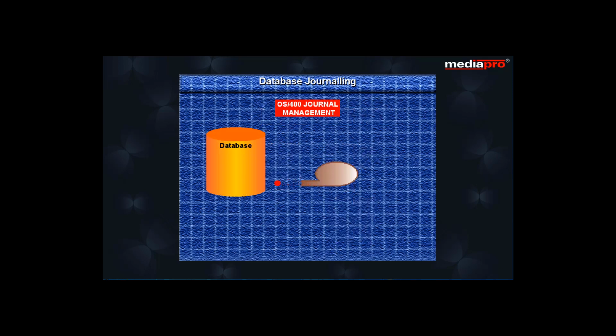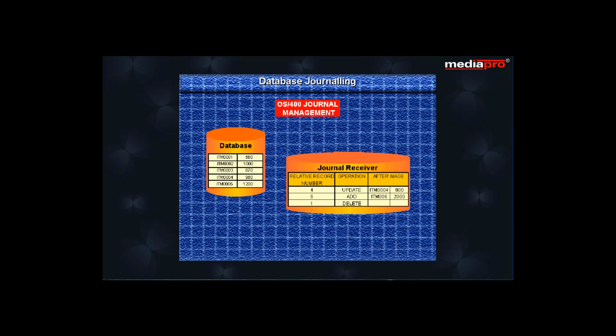First, the latest backup will have to be restored from the tape. Journal management will then go through the entries in the journal receiver, starting with the first entry after the save operation. Each entry contains a relative record number of the record that was accessed.